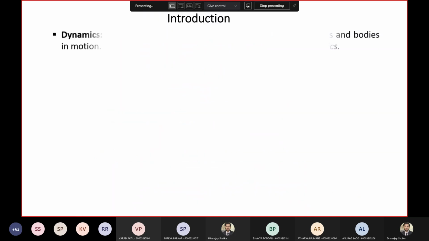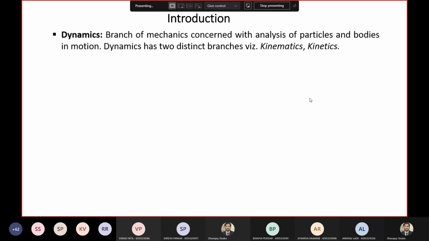So dynamics, basically what is dynamics? You already know the statics part. In engineering mechanics we have two sub branches, one is statics and another is dynamics. Statics deals with the bodies which are at rest. Similarly, dynamics is a branch of mechanics which is concerned with the analysis of particles as well as bodies which are in motion. This is very important. Motion.